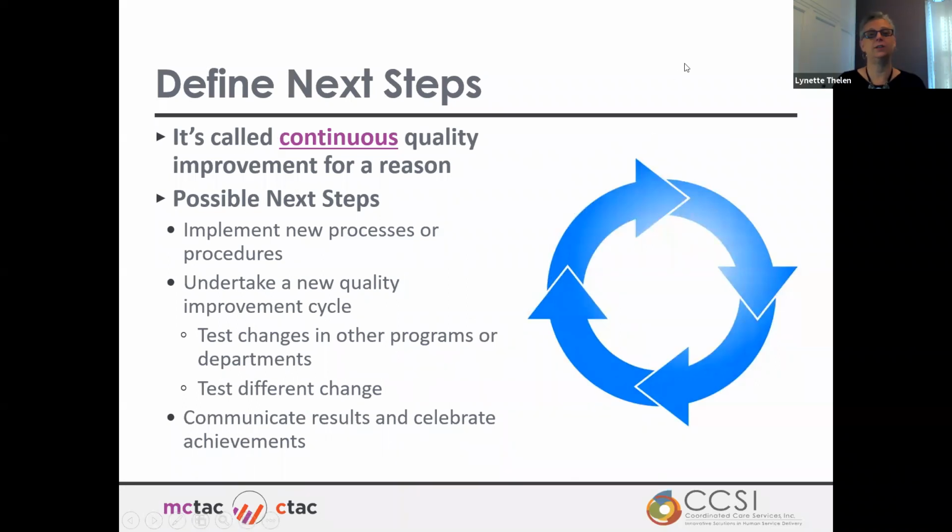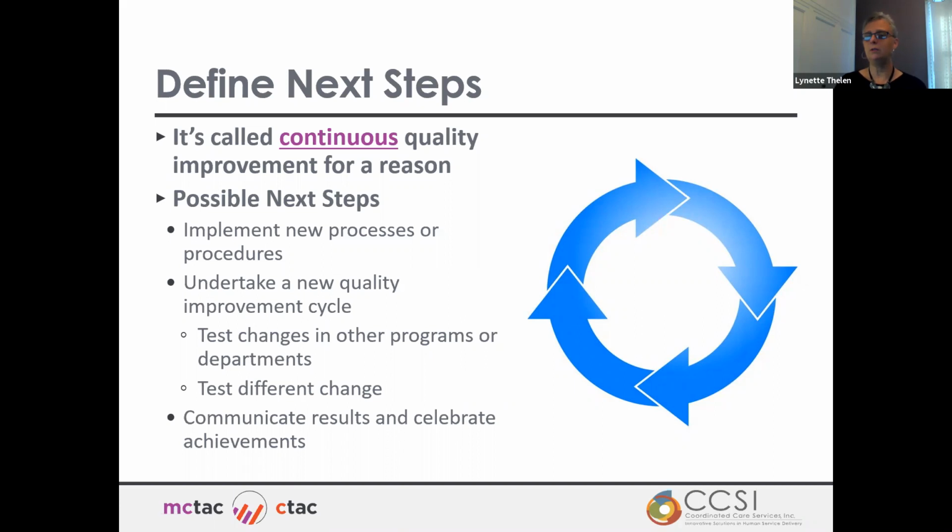Okay, so defining your next steps. It's called continuous quality improvement for a reason. It's a cycle that goes over and over and over. So once you've had a chance to implement some change and test it out, you really have to think about what happens next. Based on what you did, it could be you tested a change in a small area, in one program, in one location. Are you going to do that on a broader basis? Do you feel like you have enough information to fully go out and deploy it? Or do you need to do another test in another area just to validate that, yeah, this is actually working and we want to make this a permanent change?